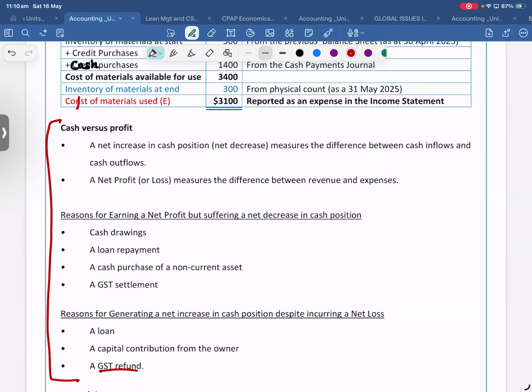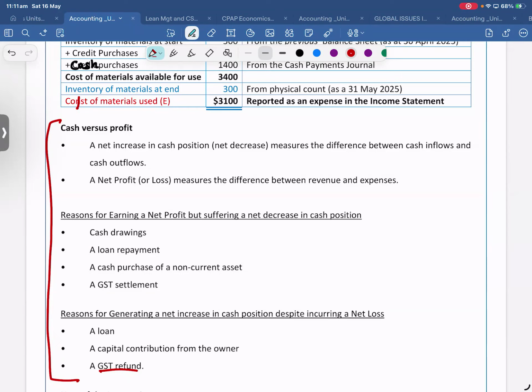So the question was, referring to the second one, the reasons for earning a net profit and suffering a net decrease in cash position. Okay. So, done reading? Yeah. Basically, this one is the general cash versus profit, right? That is what you have to understand first.